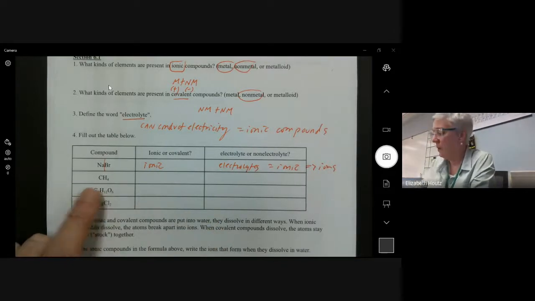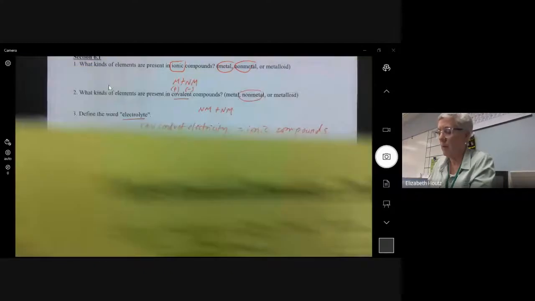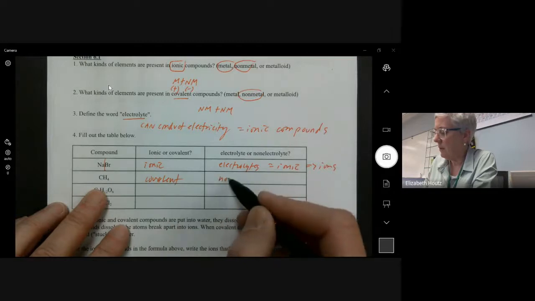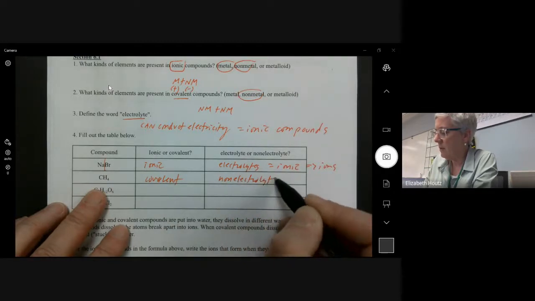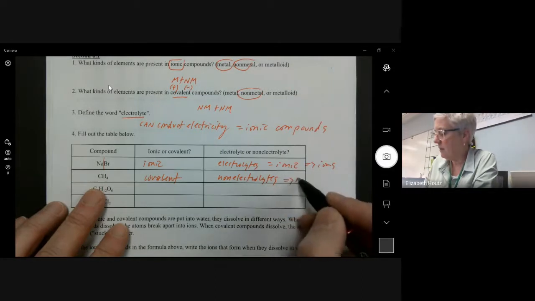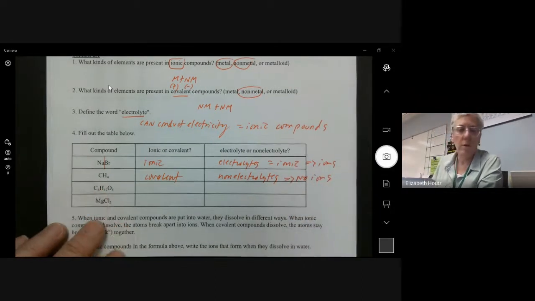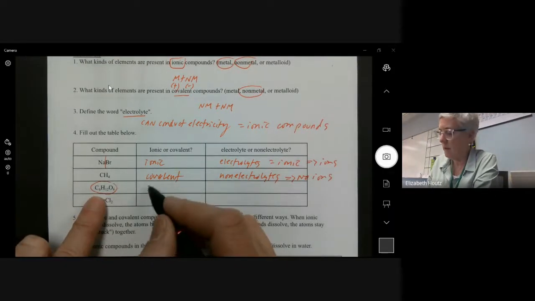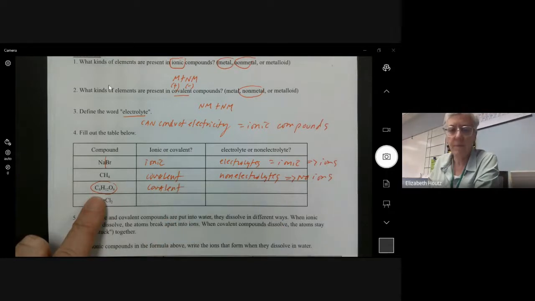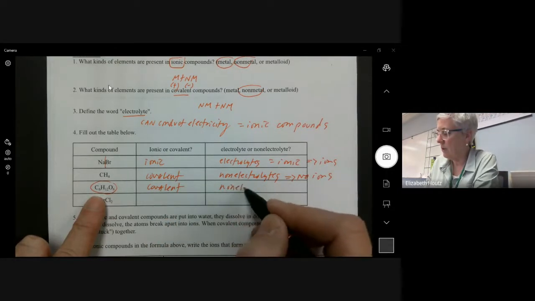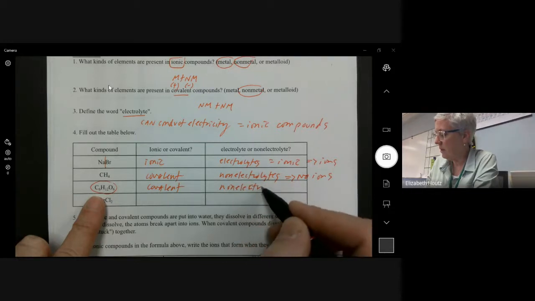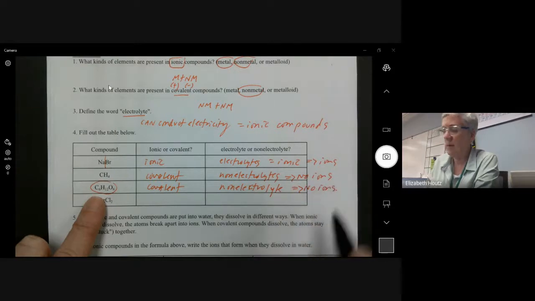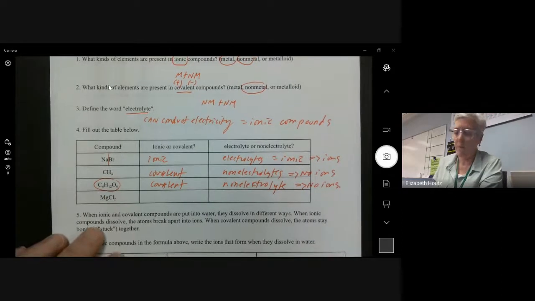All right, CH4, two things that are nonmetals, so that's covalent. All right, those are non-electrolytes. You do not get any ions. So no current, no ions. All right, this one, that's actually sugar. There's no metal in there. So that's also covalent. All right, it's also a non-electrolyte. No ions, no current. You only get ions if you have a metal and a nonmetal.